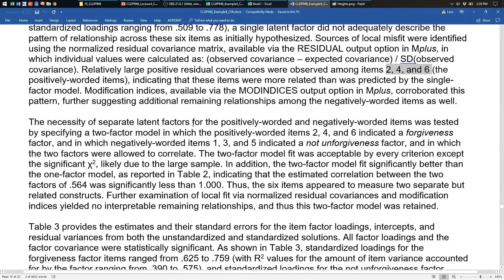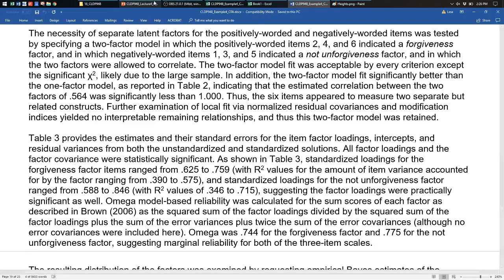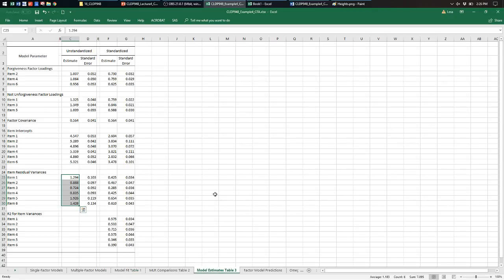So then the necessity of separate latent factors for each type of item, positive and negative, was tested with a 2-factor model. And as I said, not unforgiveness, because that's what it means. And the 2 factors were allowed to correlate. The 2-factor model fit was acceptable by every criterion except for the significant chi-square, likely due to the large sample. I'm punting, because that's something that everyone will agree with, because it's a large sample. The correlation was 0.56, indicating that it was less than 1. Therefore, it looks like 2 factors to me. I looked at local fit, didn't see anything else that I could do anything with, and so I let it go. And so then I have Table 3, which would look like this.